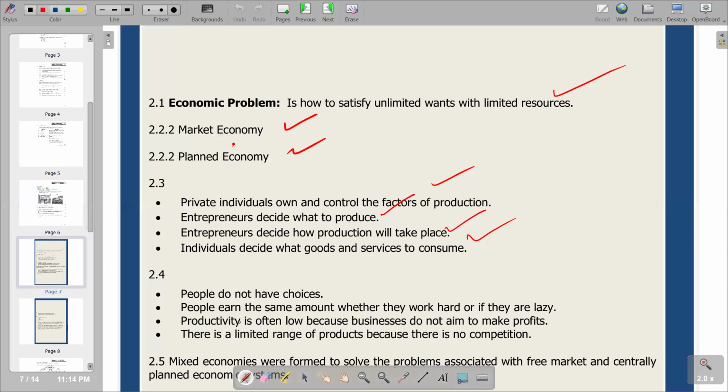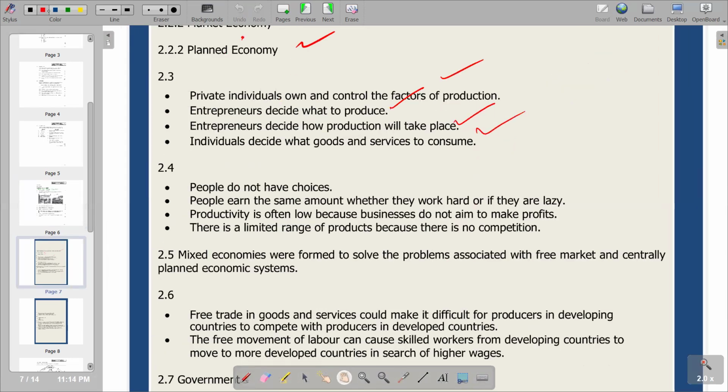Then we have various disadvantages of a planned economy listed here. The first one says people have limited choices. And then, people earn the same amount whether they work hard or are lazy. Remember, the amount that is paid is not piece-rate, related to the number of units produced, but they are paid in terms of time spent on the job. So basically, that's what the statement is trying to illustrate. Then we go to the next one.